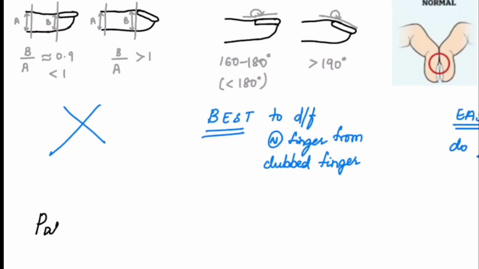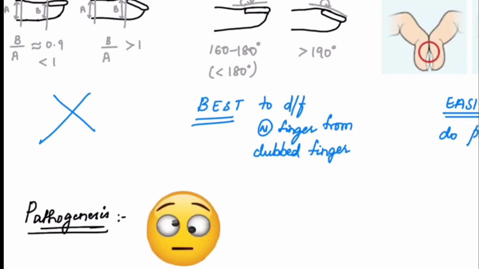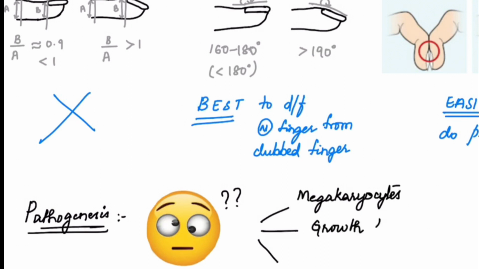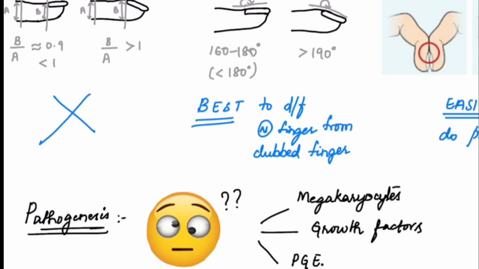Now coming to the pathogenesis of clubbing. The pathogenesis of clubbing is still very unclear, and it's a bit confusing also, and many hypotheses have been proposed, but even to date it is unclear. But coming to the most commonly accepted hypotheses, there are three. The first one is megakaryocyte involvement, the second one is growth factors, and the third one is prostaglandin E2 involvement. So we'll look at each one of them.